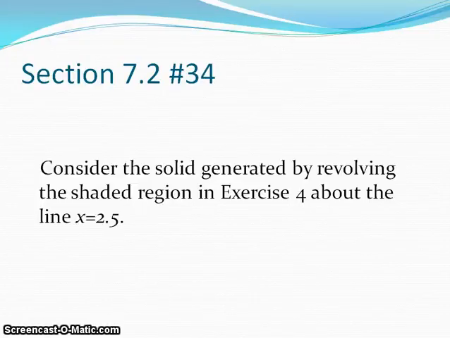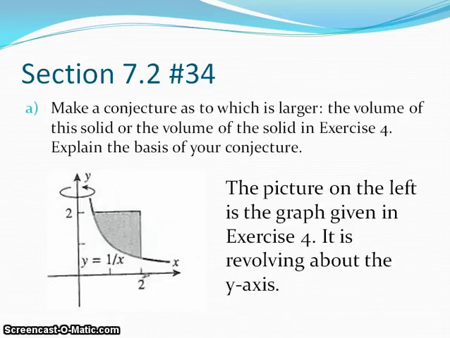Section 7.2, number 34. Consider the solid generated by revolving the shaded region in exercise 4 about the line x equals 2.5. Part A. Make a conjecture as to which is larger, the volume of the solid or the volume of the solid in exercise 4. Explain the basis of your conjecture.